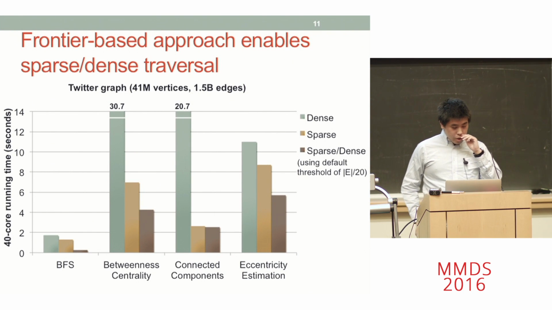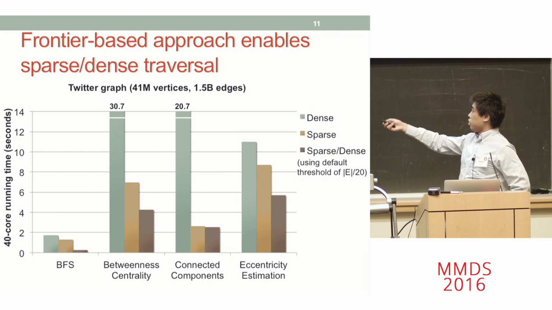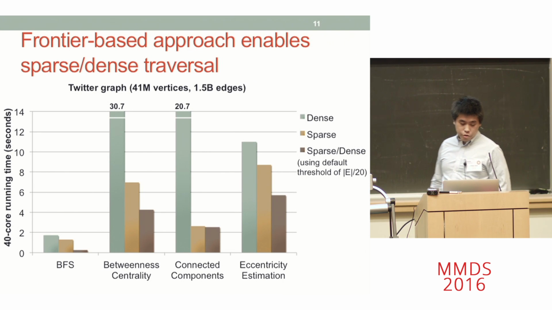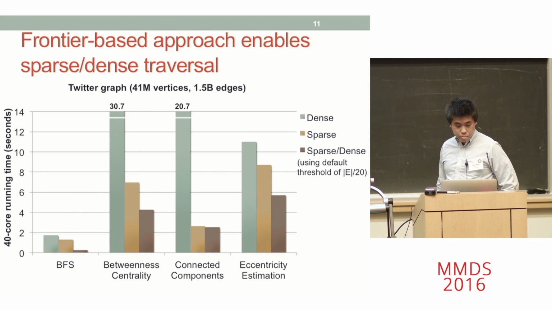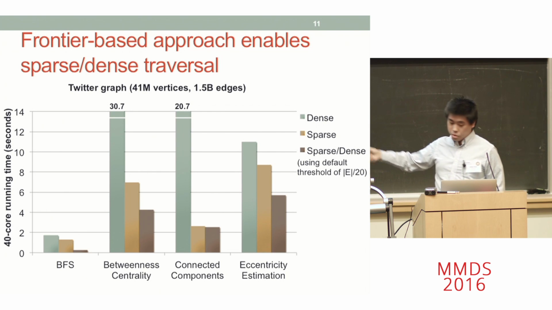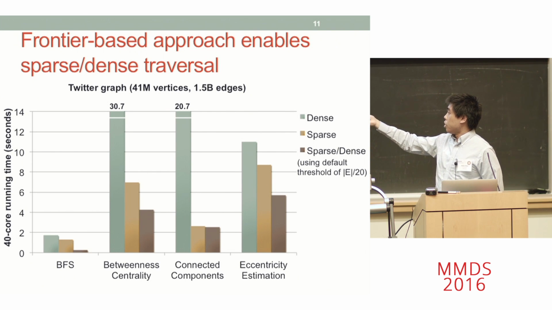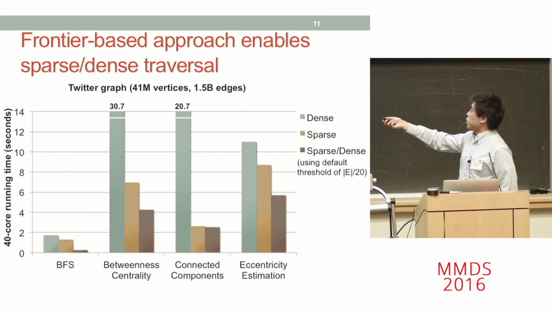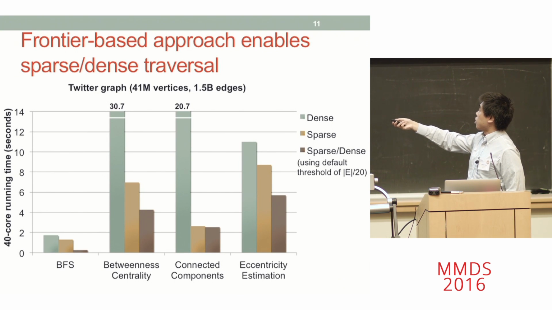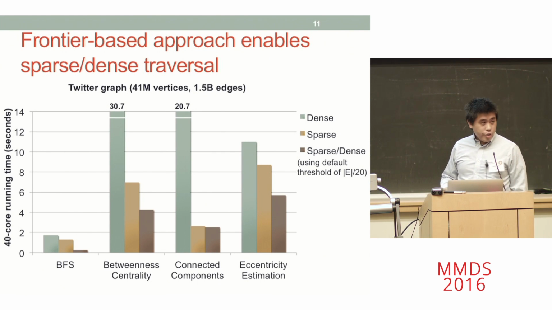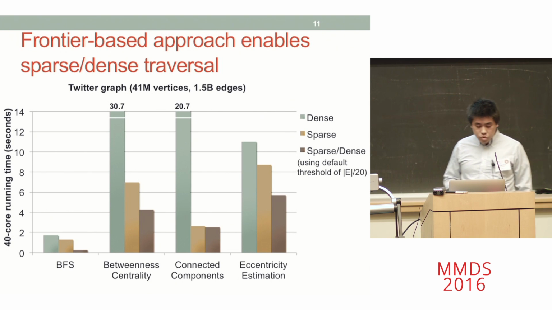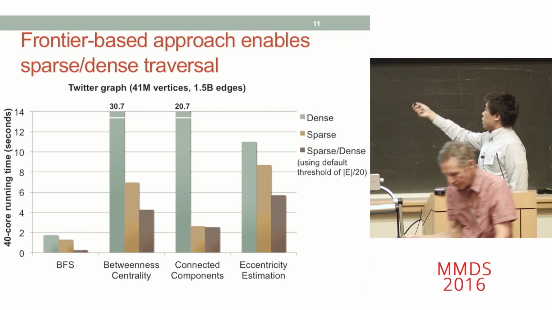So here are some numbers showing the different modes of traversal. These are the running times on the Twitter graph, which is a standard graph used in benchmarking graph systems. It has 1.5 billion edges. So for BFS, we see that, as we expected, if we always did the dense thing, it's the slowest among the three. If we always did the sparse, it's faster than always doing the dense mode of traversal. And then finally, we switch between the two. This is indicated by the dark brown bar. Using a default threshold of number of edges over 20, then we get about a 5-fold improvement over the sparse version. We see similar results for some of the other applications.